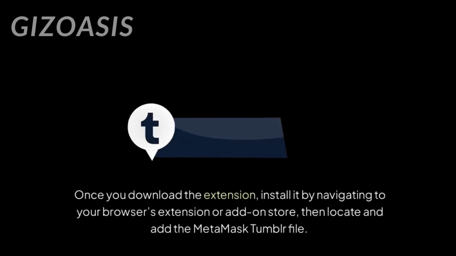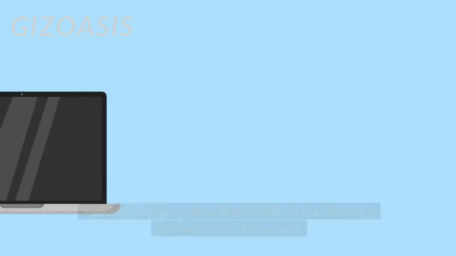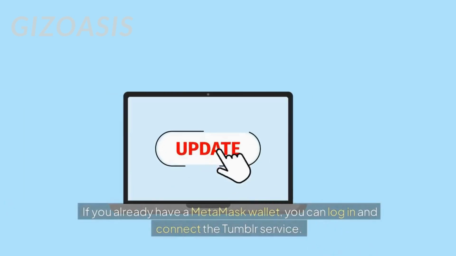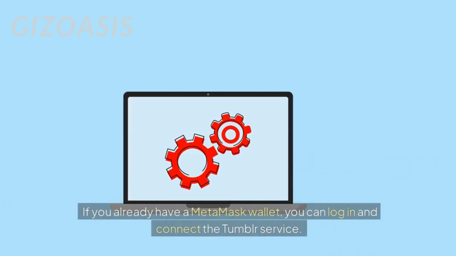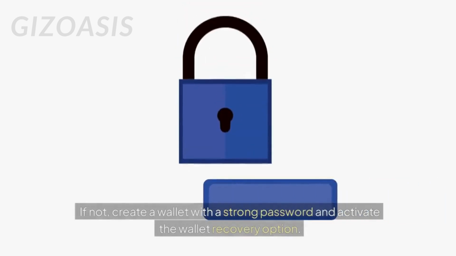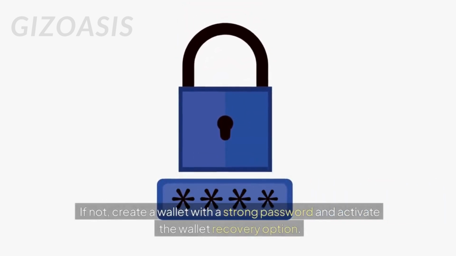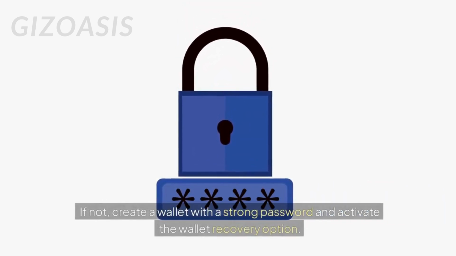Once you download the extension, install it by navigating to your browser's extension or add-on store. Then locate and add the MetaMask Tumblr file. If you already have a MetaMask wallet, you can log in and connect the Tumblr service. If not, create a wallet with a strong password and activate the wallet recovery option.